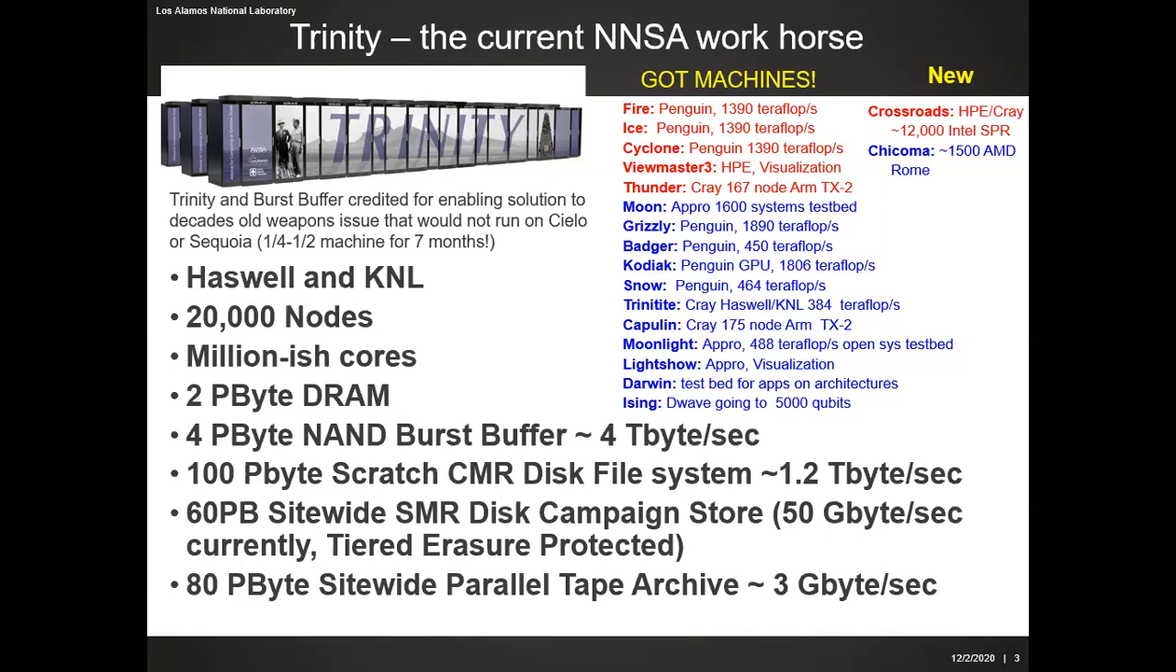And so you can see the list of all the machines we have. It's probably wrong because it changes almost quarter to quarter. But you can see that the new machines we're planning, Crossroads is a 12,000 socket Intel SPR. And that's about all I can say about it. And then Tacoma is a 1500 AMD Milan system that we put in, which is doing COVID-19 research.